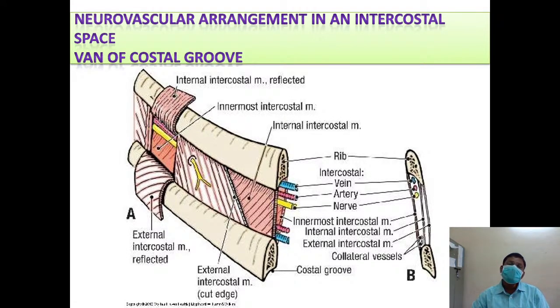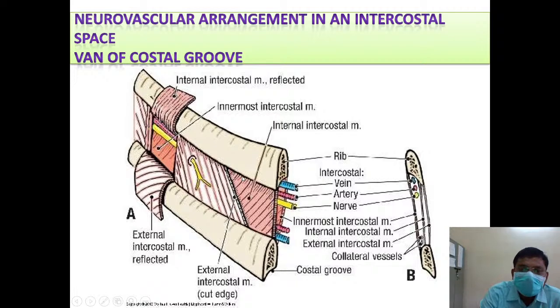That is called the VAN of the costal groove. Why is it called VAN? Because according to the location, from above downwards, you will see first the vein, that is the intercostal vein, and then the intercostal artery and the intercostal nerve. That is the reason we call it the VAN of the costal groove.